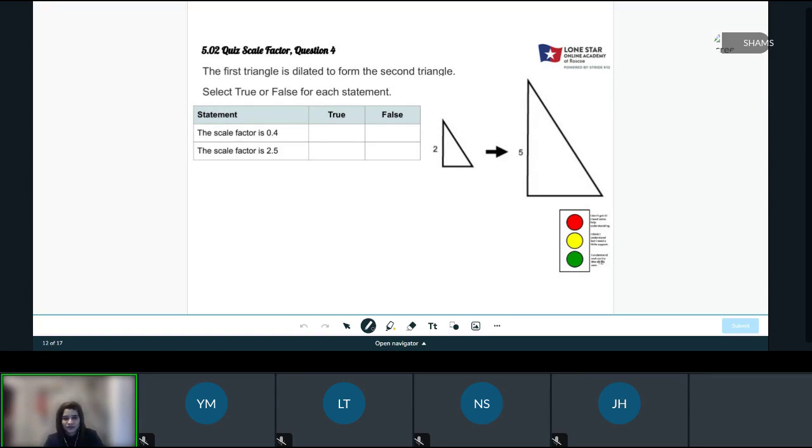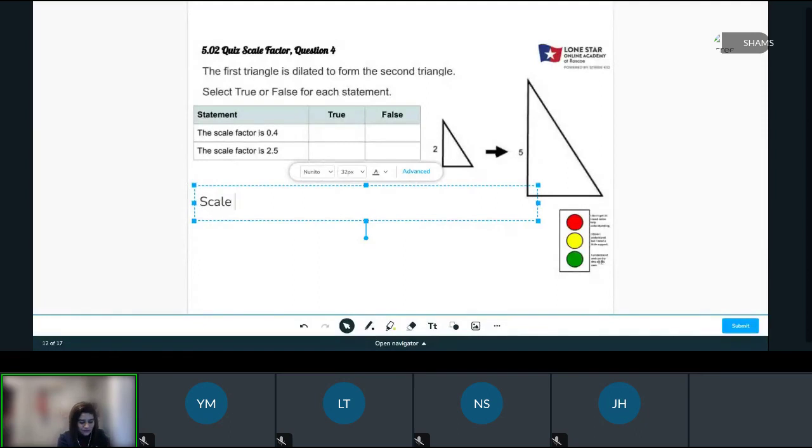The question says the first triangle is dilated to form the second triangle, right? Over here is the small triangle. It is dilated to make a bigger triangle. You want to find the scale factor. We were talking about scale factor yesterday, how to find scale factor. So, scale factor is a ratio. It is a ratio of the new side to the old side.